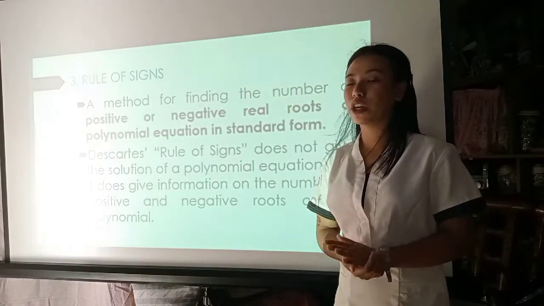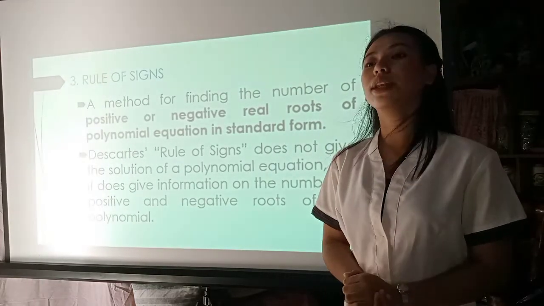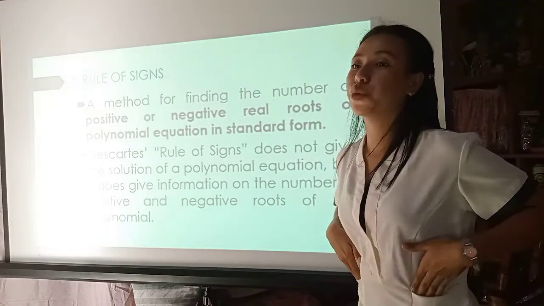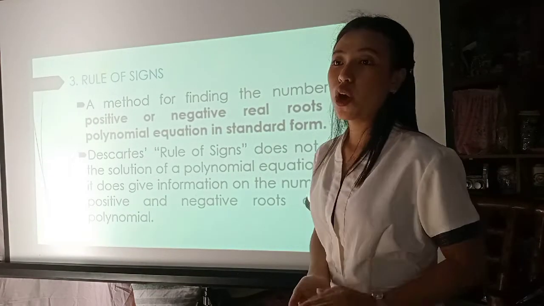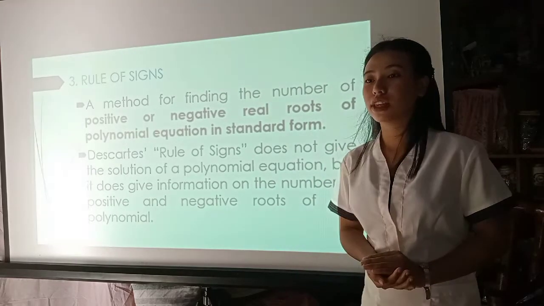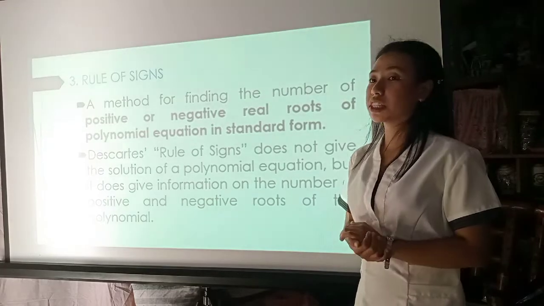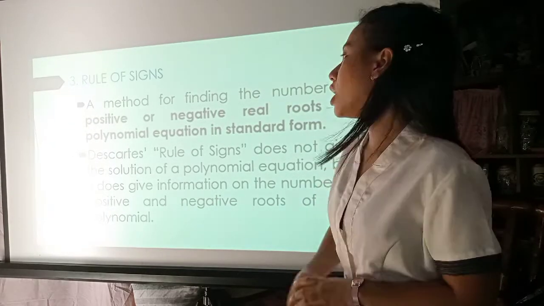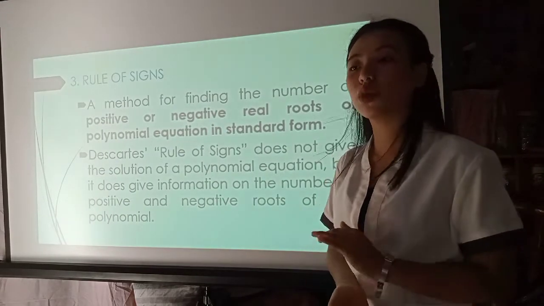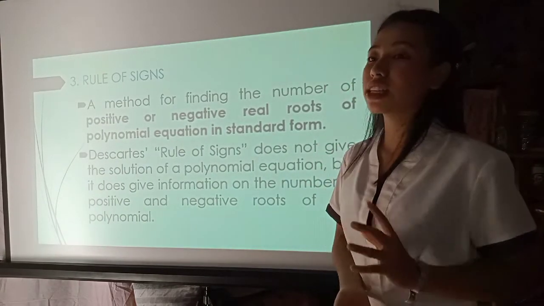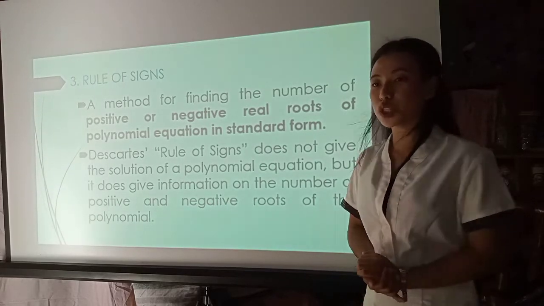So we will move forward to the third contribution of René Descartes in mathematics, which is the rule of signs. The rule of signs is a method for finding the number of positive or negative real roots of a polynomial equation in standard form. Descartes' rule of signs does not give the solution of a polynomial equation, but it does give information on the number of positive and negative roots of the polynomial.